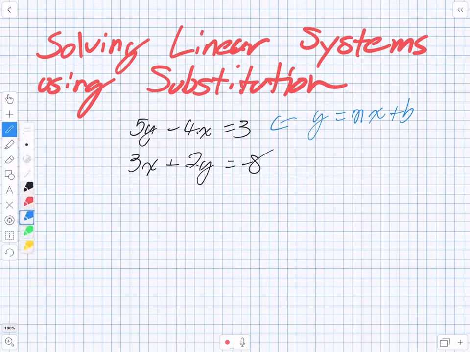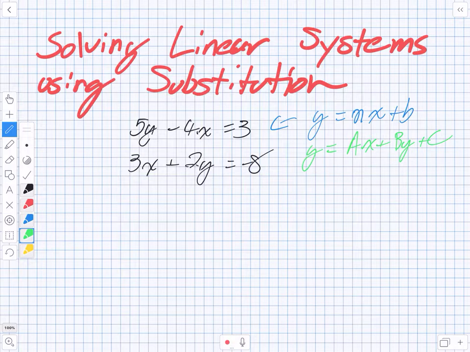Another form you could write a line in is standard form, which is ax plus by equals c, sorry. Did they talk about these different forms with you guys or anything? No? Okay, not really important. It's in no special form right now.